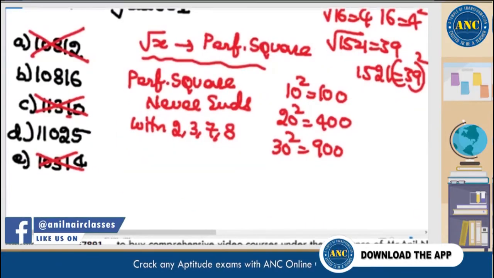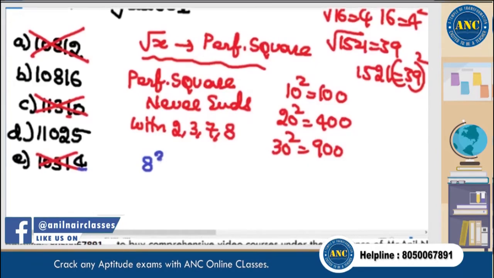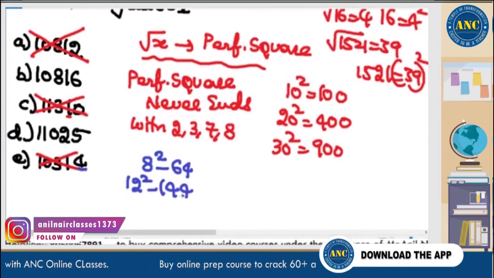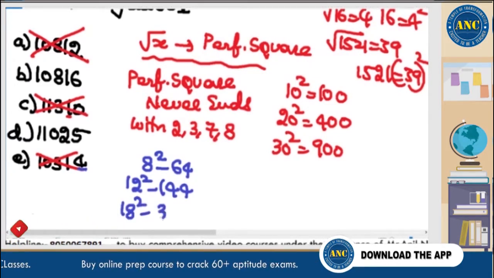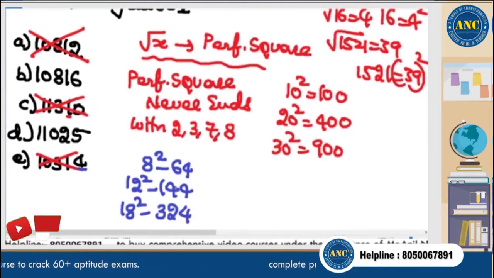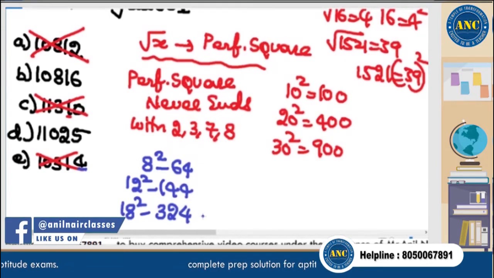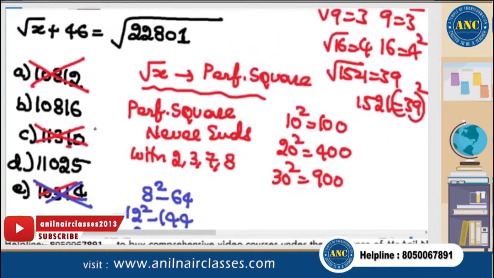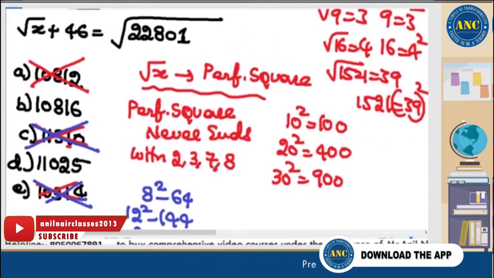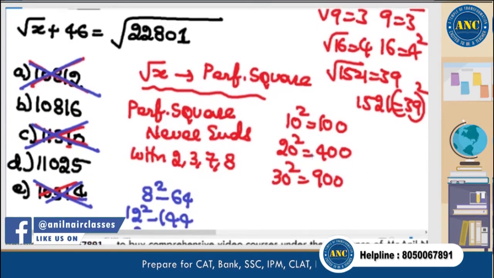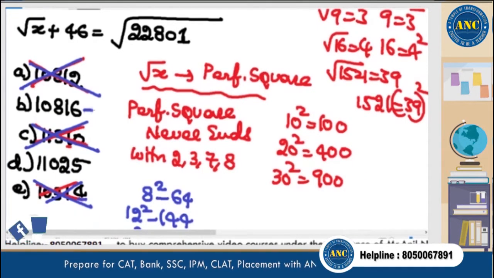Next one is ending with 4. 8 square is 64, 12 square is 144, 18 square is 324. Any perfect square ending with 4, the tens place should be an even number. But here it is 1, 4, so it is also eliminated. By knowing the perfect square logic, this is eliminated, this is eliminated, and this is eliminated. I hope it is clear. Right now we are stuck with two options.